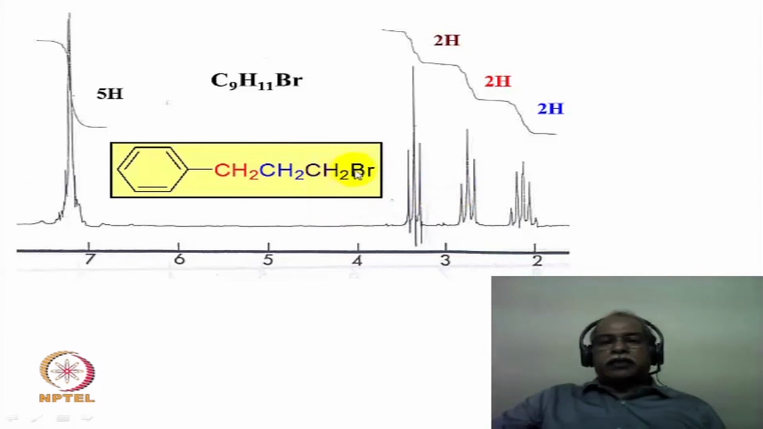Chemical shift wise, the one that is attached to bromine has the highest chemical shift value, around 3.5 ppm. The one attached to the benzylic position will be the next one, which is around 2.8 or 2.9 ppm. Finally, this one which is flanked between the two CH2s will have the lowest chemical shift value, around 2 ppm or so. In the aromatic region, you can see a multiplet of 5 hydrogen intensity in this particular spectrum.